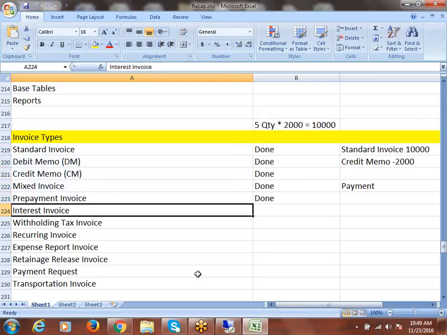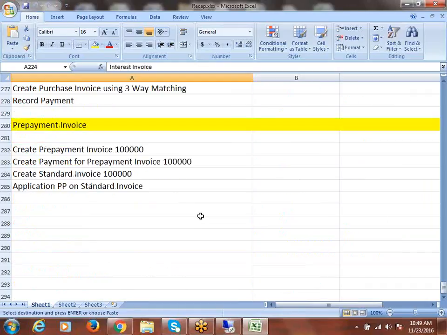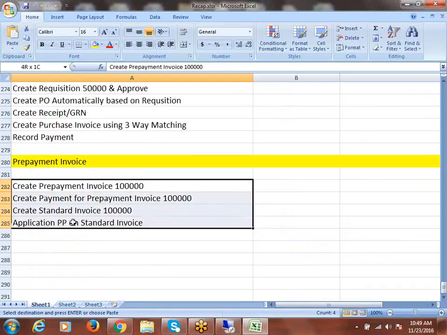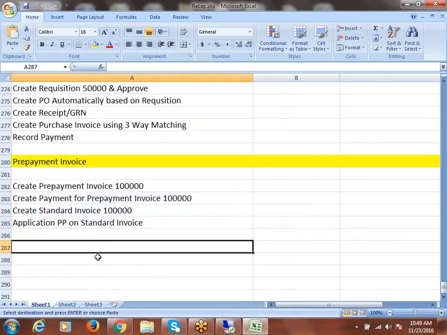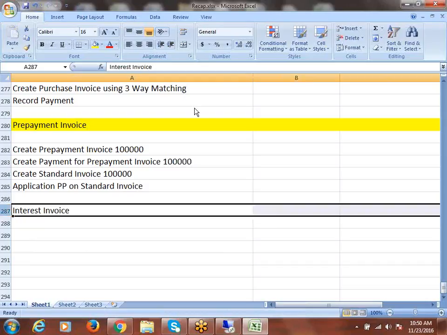Now we'll see the invoice type called interest invoice. Now we'll see what setups are required. This is what we discussed about prepayment. So, interest invoice.